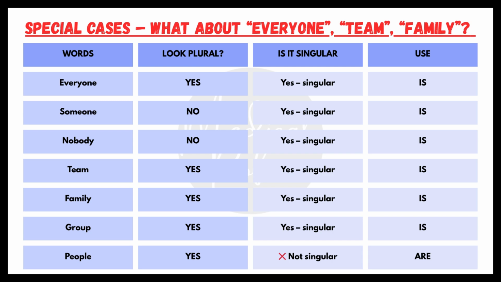Let's break it down with a simple table. Everyone looks plural? Yes. Is it singular? Yes. Use is. Someone looks plural? No. Is it singular? Yes. Use is. Nobody looks plural? No. Is it singular? Yes. Use is. Team looks plural? Yes. Is it singular? Yes. Use is, in American English. Family looks plural? Yes. Is it singular? Yes. Use is, in American English.